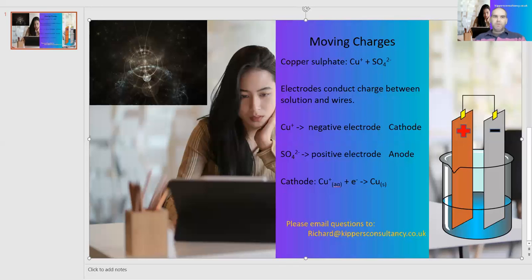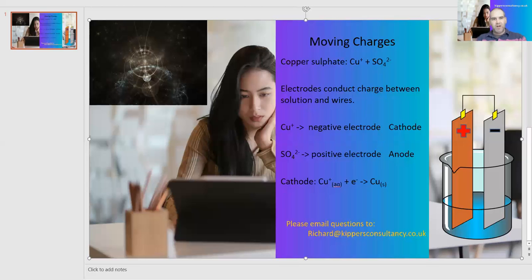At the cathode, the copper ions pick up electrons from the electrode to form solid copper. And we can actually write a half equation for what is going on at the cathode. Copper ions, aqueous, Cu2+(aq), plus electrons produces solid copper, Cu(s).